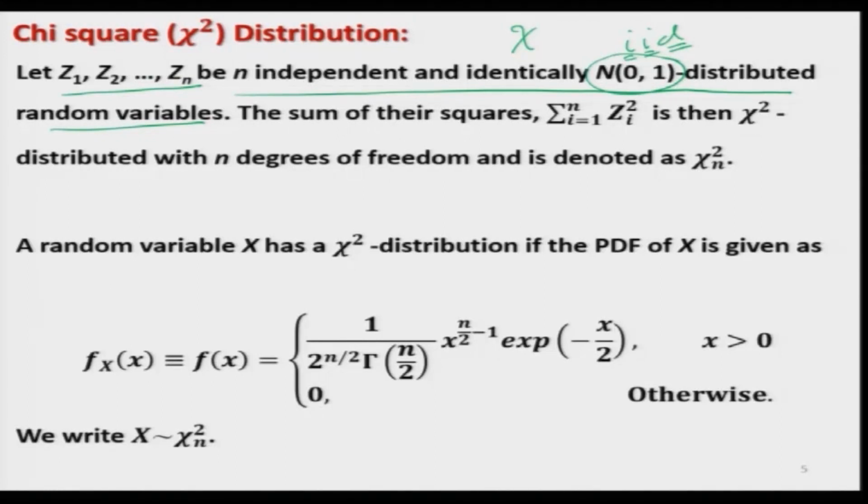Now, if we consider such random variables which are normal 0, 1, then we find the sum of their squares, summation of zi square, i goes from 1 to n. This is also a statistic, and hence this is also a random variable. Then we say that this quantity, summation zi square, follows a chi square distribution with n degrees of freedom, and it is indicated like this: chi square, and in the subscript n, which indicates the degrees of freedom.